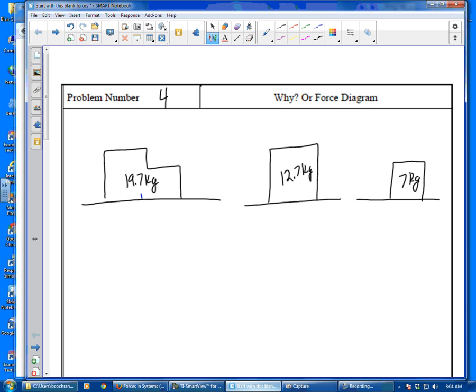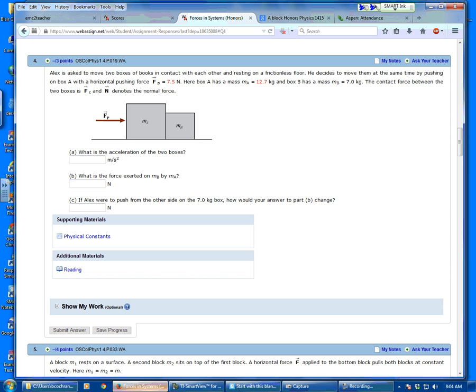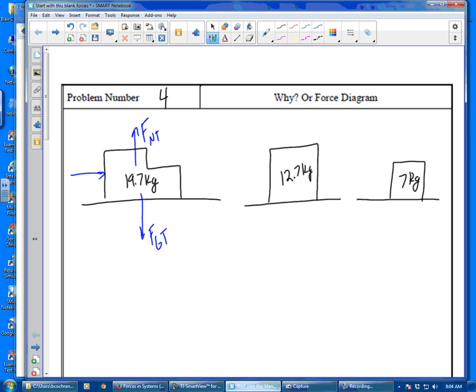My system is going to have a weight, F sub G, and we'll call that total. It's going to have a normal force, total, and we're applying a force to it. I think they tell me how big that force is. For me, it's 7.5 newtons. So I could even just put that right in, 7.5 newtons.